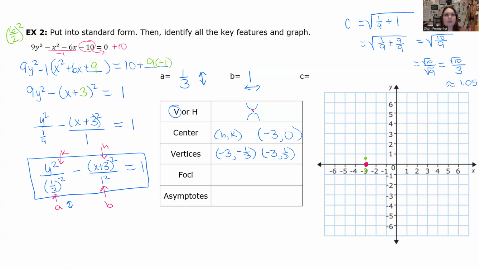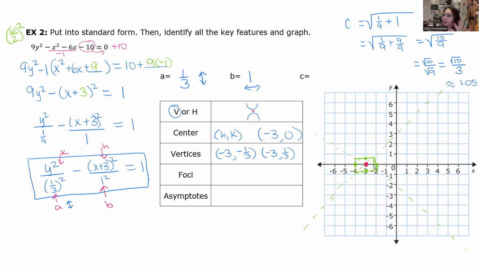And then left and right goes with my B value, and I'm going a value of 1. So left and right from my center, I go a value of 1. And then I create this little tiny box. I'm actually just going to make it solid so y'all can see it, but just know that it should be dashed. There's my little box. I'm going to make diagonal lines. I'm going to make them large and in charge, because our graphs, they're biggish.